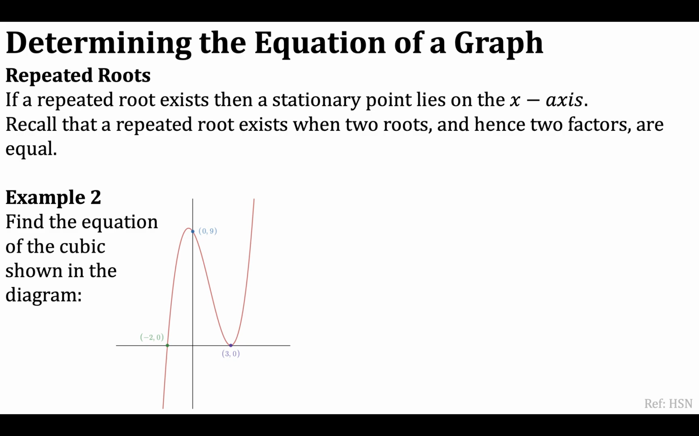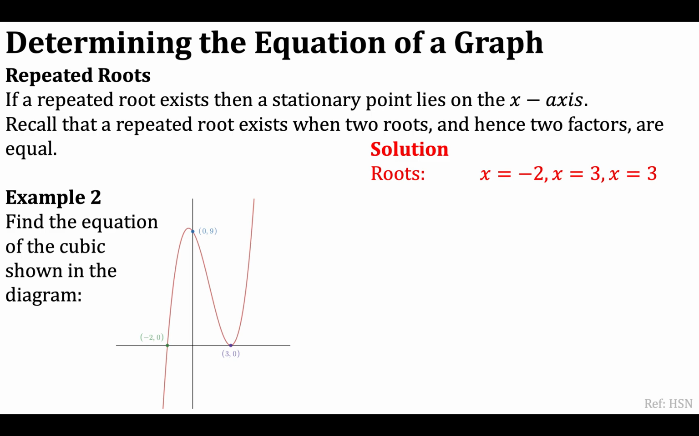So we'll look at what this means for this example here. So we've got another cubic, and we can see it cuts the axis twice, and it's only twice because we've actually got a stationary point, a turning point, sitting on the axis. So you can see it's a turning point, but also a root. So the roots that we have then are x equals -2, and then we've got this repeated root. So I've written x equals 3 twice to denote that repeated root.